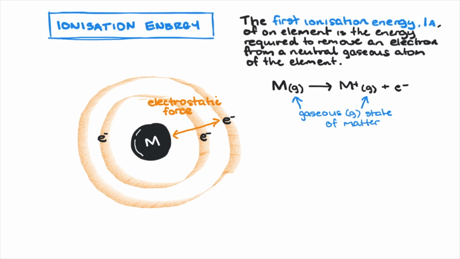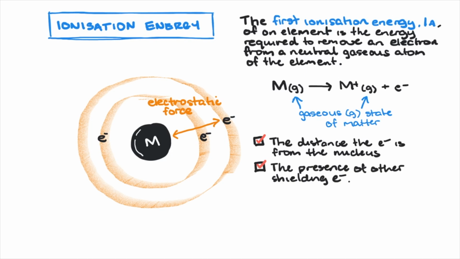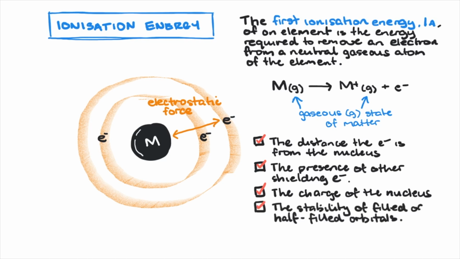So what are the factors? The distance the electron is from the nucleus, as in the further out, the less ionization energy required. The presence of other inner shielding electrons, that is, the more shielding effect, the less ionization energy required. Charge of the nucleus, as in the greater the charge, the greater the ionization energy. And finally, the stability of filled or half-filled orbitals, as in it's difficult to lose electrons from these orbitals.